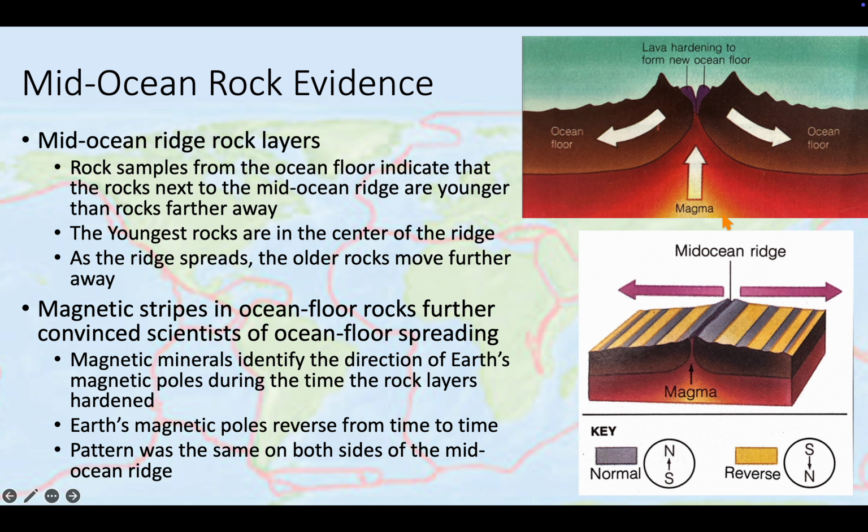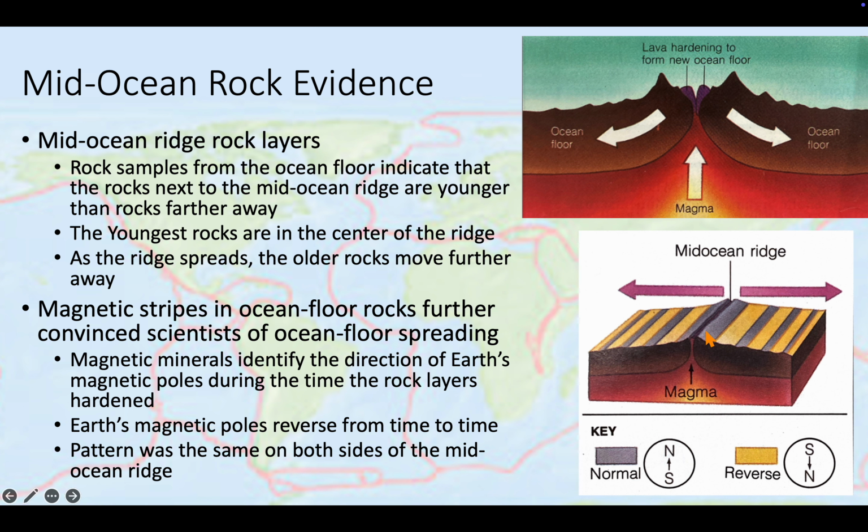Okay, mid-ocean ridge rock layers. Rock samples from the mid-ocean ridge indicate that the rocks next to the ridge are younger than the rocks further away. The youngest rocks are in the center, where the magma is coming up and being formed into rock, cooling into the underwater mountain. As the ridge spreads, as these plates move apart, the rock moves too, so the older rock is further away. One way they can discuss this is that they have studied the magnetic stripes in ocean floor rocks.